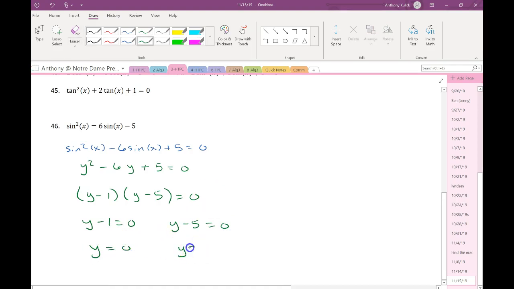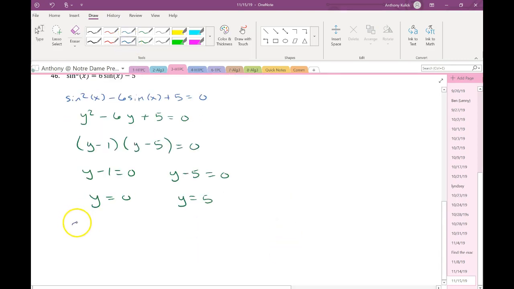But I don't want to solve for y, I'm trying to solve for x. So I'm going to replace those y's back with sine x's. So I have x is equal to sine inverse of 0, and x is equal to sine inverse of 5. I still mean 1. I don't know why I got zeros in the brain. Good, thank you. Everybody happy so far?